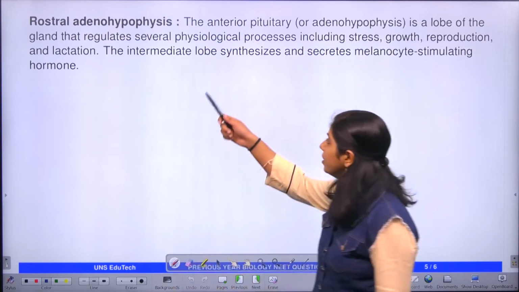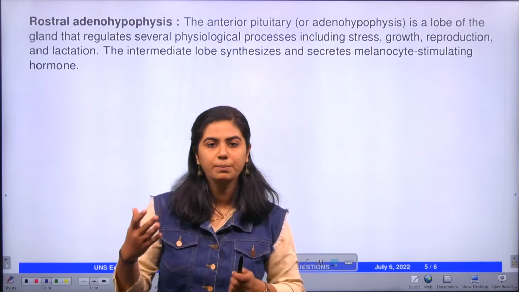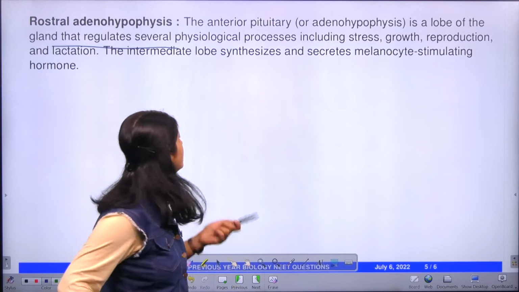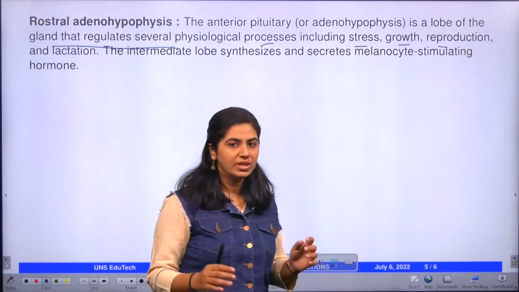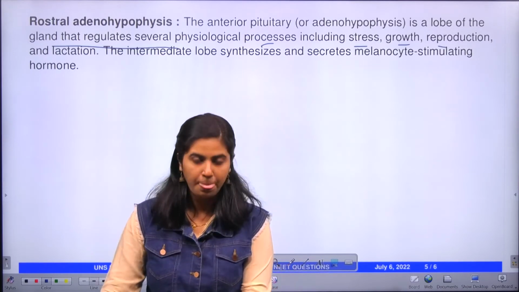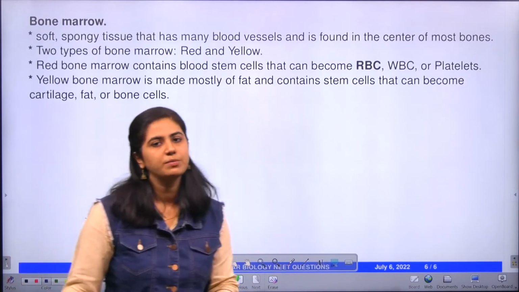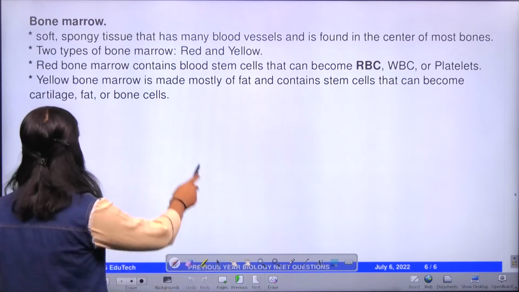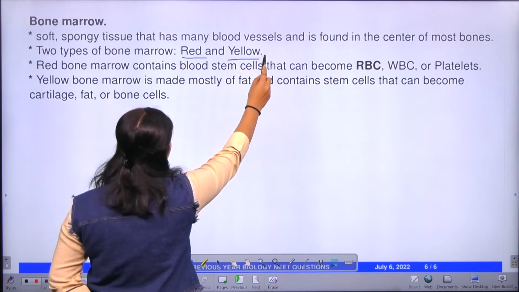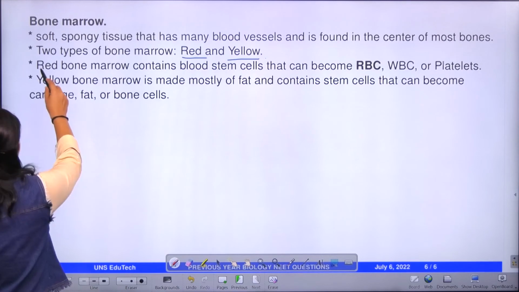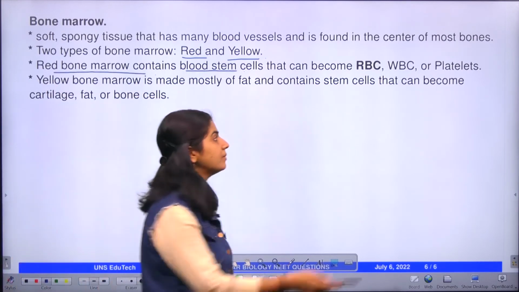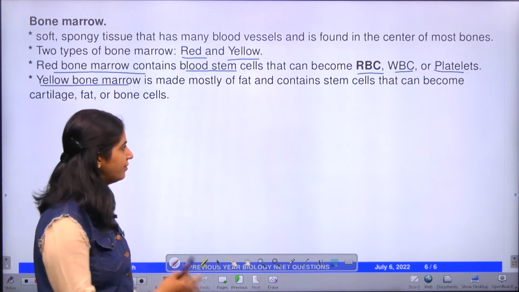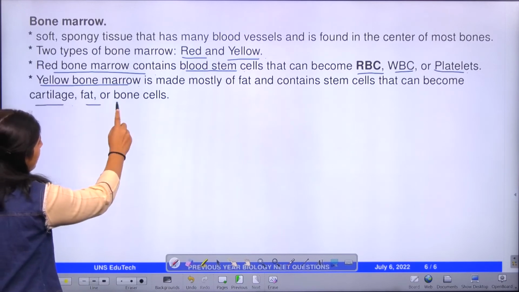Now, the next option was adenohypophysis. Adenohypophysis is directly related to our pituitary gland. That is, the anterior pituitary or adenohypophysis is a lobe of glands that regulate several physiological processes, including stress, growth and reproduction. So they are nowhere related to erythropoietin or production of RBC. And the last option was bone marrow. We know that bone marrow is the area where we produce RBC, WBC and platelets. Bone marrow is a spongy tissue, and it has two types: red bone marrow and yellow bone marrow. Red bone marrow contains blood stem cells that can become RBC, WBC or platelets. And yellow bone marrow is mostly made up of fat, and it can convert into cartilage, fat or bone cells.